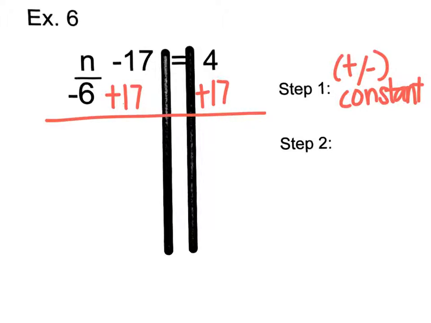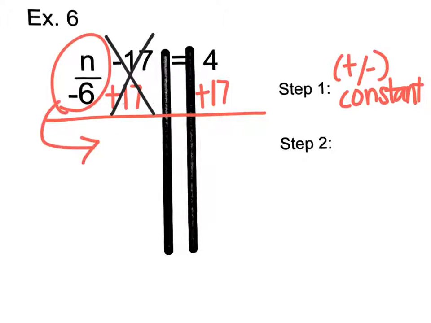When I do that, on the left-hand side, my 17s will cancel out. And that entire thing with the variable comes down. So now it's going to look like n over negative 6. Looking on my right-hand side, 4 plus 17 gives me 21.